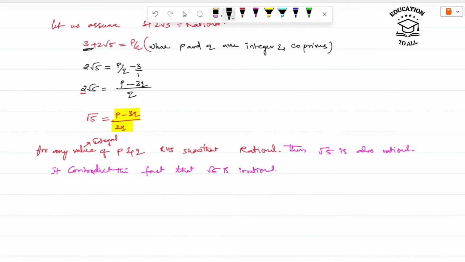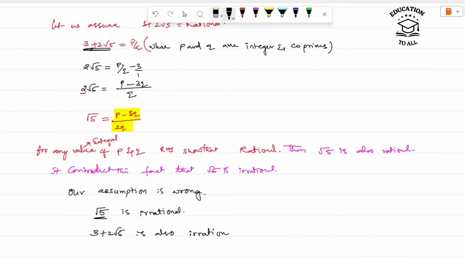So we can say that our assumption is wrong. And what can we conclude? We can conclude root 5 is irrational. Addition of an irrational number with a rational number is also irrational. So 3 plus 2 root 5 is also irrational. Got it? So next question.